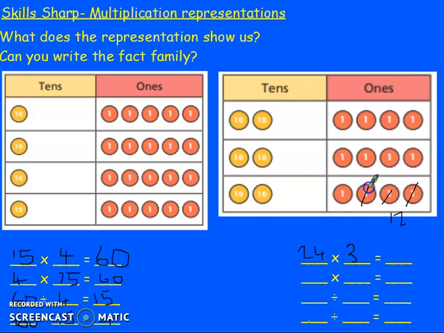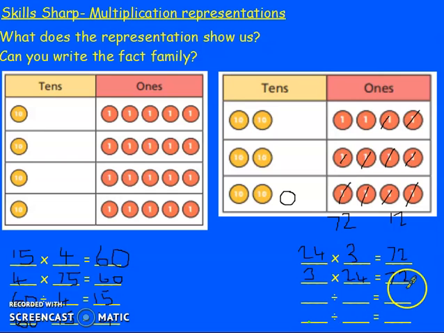1, 2, 3, 4, 5, 6, 7, 8, 9, 10. And let's draw our extra 1 over here. So we have 2 1s now, and let's count the 10s. 2, 4, 6, 1 more is 7. So our answer is 72. And we can swap those around, so we can say 3 times 24 equals 72.